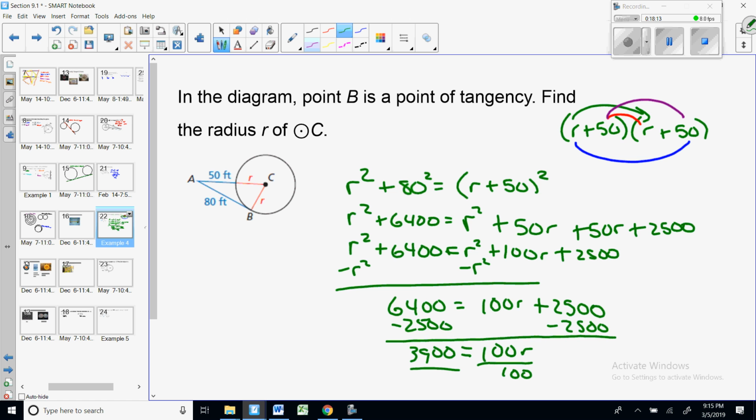When you divide by 100, you find out that r is 39. So just because you get an r squared term within a problem doesn't mean that you need to panic, resort to a quadratic formula, or anything like that. Because sometimes those things will actually cancel out when you look at both sides of your equation.